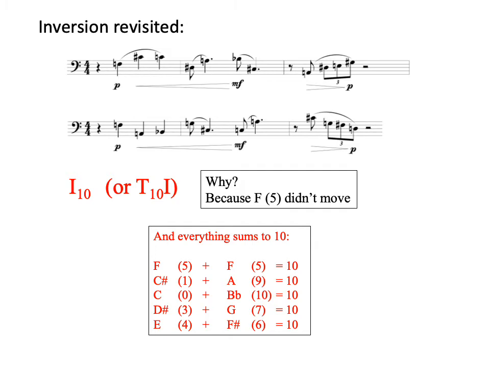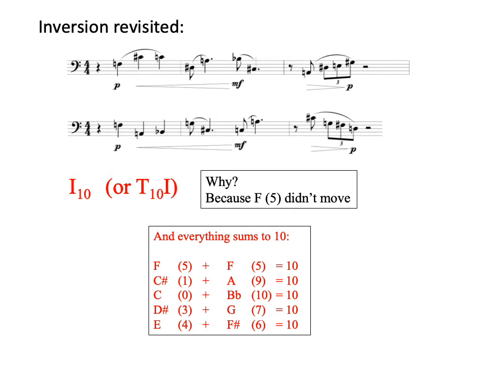For instance, when I invert this thing starting on F, I'm going to call that I10 or T10I, depending on what terminology you like. And that's weird because you're sitting there thinking, but why are we saying 10? We didn't move anything 10 half steps. We started on F in both versions. It doesn't feel like we moved anything anywhere. Well, with inversion, we're not measuring how far we move stuff. We're measuring what trades places with what. And in this one, every note that trades places with another note adds up to 10.